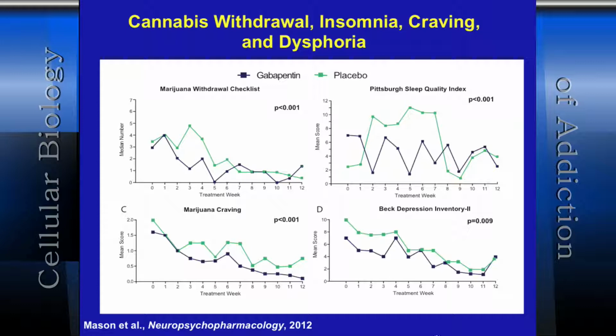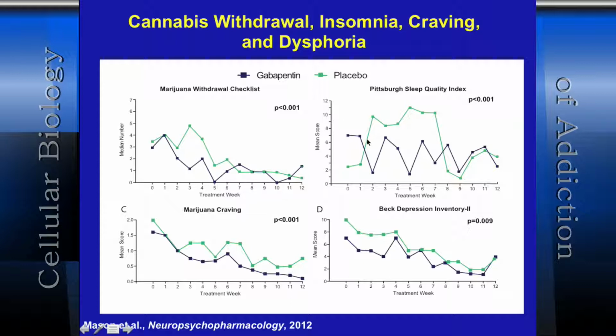So the withdrawal in marijuana has never been a big issue because you kind of slide off it. But that doesn't mean that people don't feel stimulated to treat the symptoms with marijuana, especially sleep and anxiety. So you can see how the withdrawal in the placebo group goes up and then starts going down as the drug goes away. But with gabapentin, you avoid that peak discomfort associated with the withdrawal symptoms.